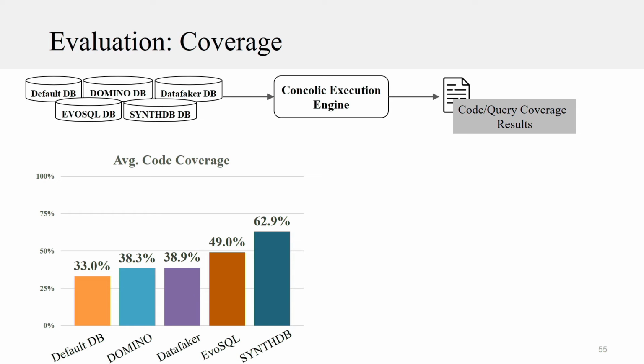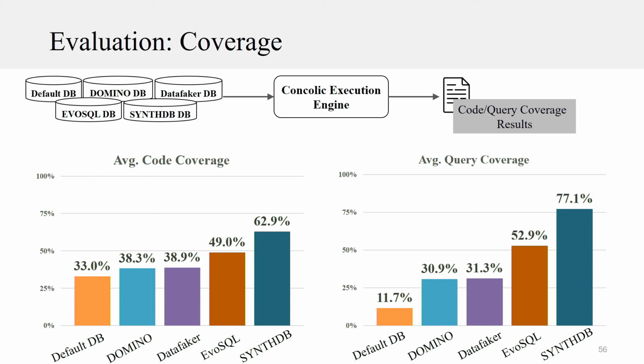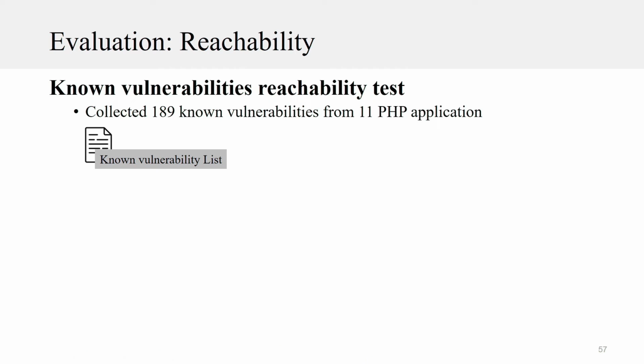Our evaluation shows that SynthDB outperforms other existing state-of-the-art techniques. The database generated by SynthDB achieves 62.9% code coverage, whereas the existing techniques only cover 49% of the code or less. SynthDB achieves 77.1% query coverage, whereas the existing techniques only cover 52.9% or fewer queries.